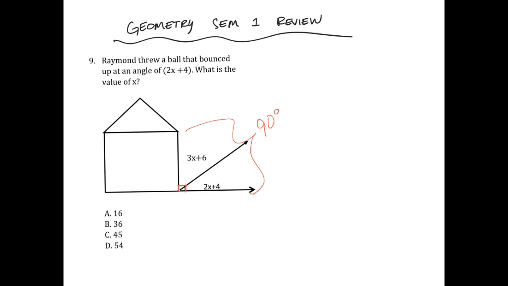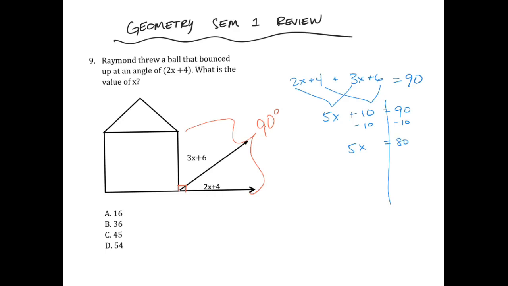So I'm going to set up a little equation where those two angles add up to 90. So it's going to say 2x plus 4 plus the other angle, 3x plus 6, equals 90. We'll combine our like terms. A 2x and a 3x make 5x's, and a 4 and a 6 make 10. And we can solve by getting all the x's on one side. Well, they already are, and then all the numbers on the other. So it's minus 10. So 5x equals 80, and divide. X equals 16.